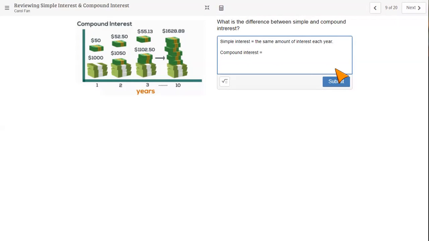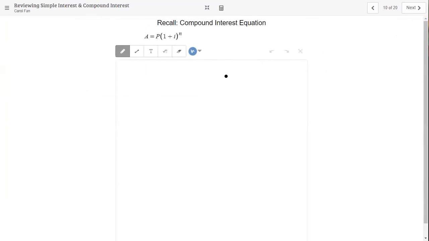So in compound interest, interest is applied to both the principal and the already accrued interest. Okay, so here's our fancy definition. Interest is applied to both principal and already accrued interest. So meaning the interest that you've earned, it's going to get interest as well.